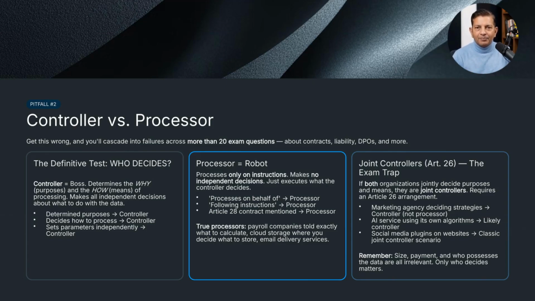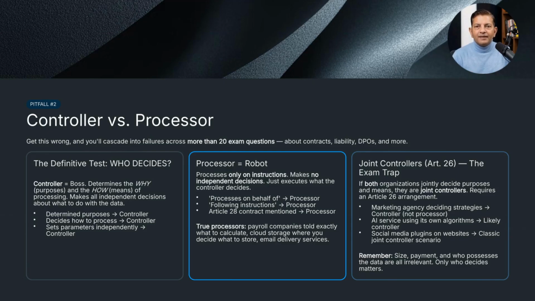Company A hires Company B to analyze customer data and recommend marketing strategies. Who is the controller? Most students immediately say Company A: they hired the vendor, they own the customers. But look closer. Company B is deciding how to analyze the data and what strategies to recommend. Company B is making independent decisions about means. That makes them a controller too. Specifically, joint controllers under Article 26.